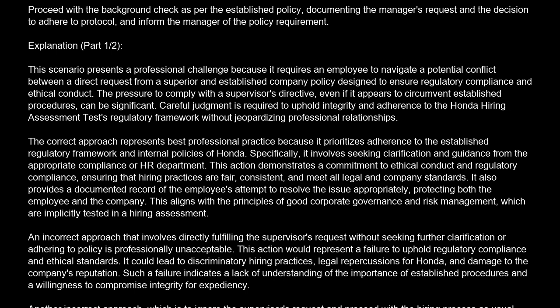This action demonstrates a commitment to ethical conduct and regulatory compliance, ensuring that hiring practices are fair, consistent, and meet all legal and company standards. It also provides a documented record of the employee's attempt to resolve the issue appropriately, protecting both the employee and the company. This aligns with the principles of good corporate governance and risk management, which are implicitly tested in a hiring assessment.